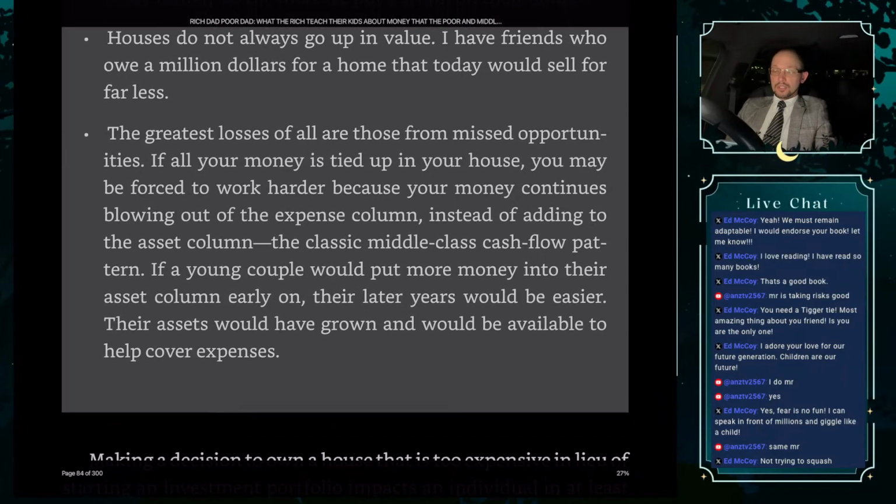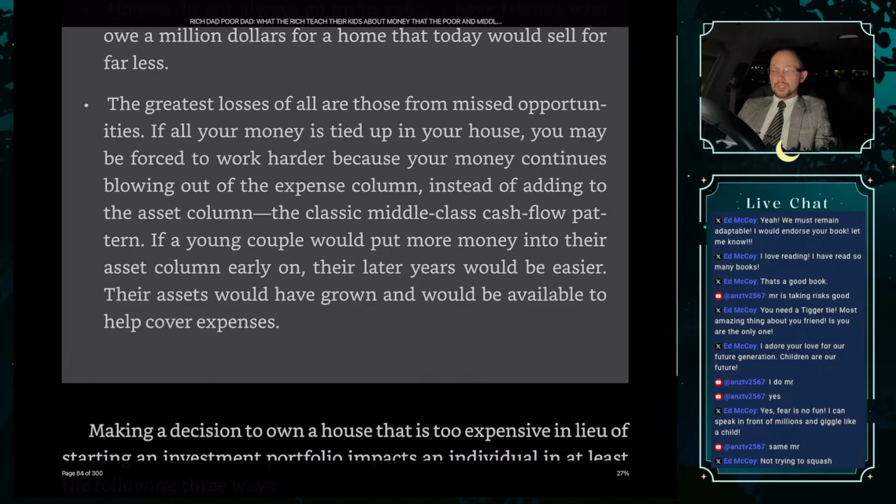The greatest losses of all are those from missed opportunities. And let me highlight this again. If all your money is tied up in your house, you may be forced to work harder because your money continues blowing out of the expense column instead of adding to the asset column. The classic middle class cash flow pattern. If a young couple would put more money into their asset column early on, their later years would be easier. Their assets would have grown and would be available to help cover expenses.